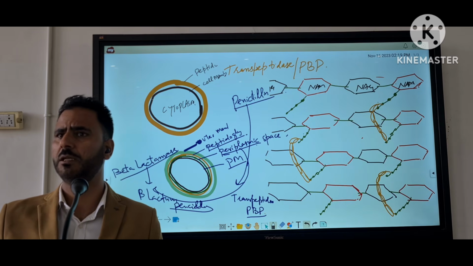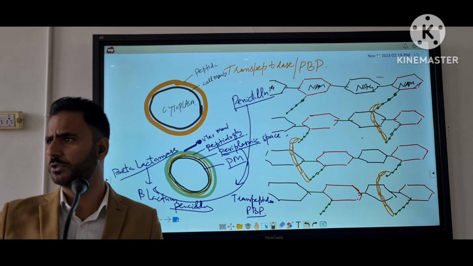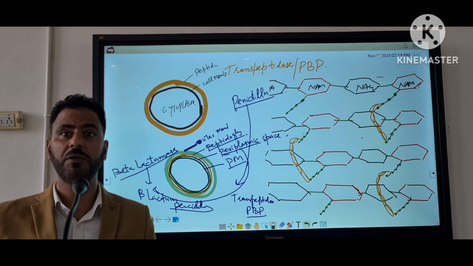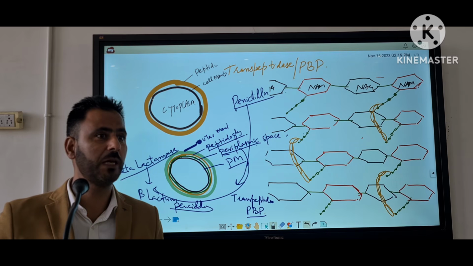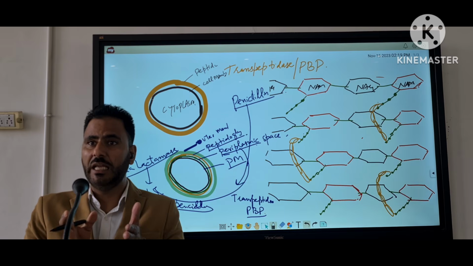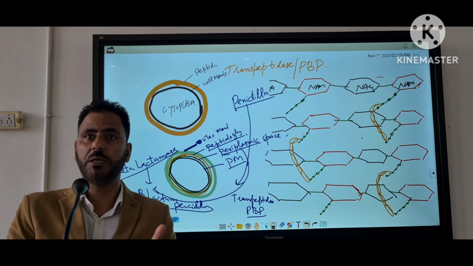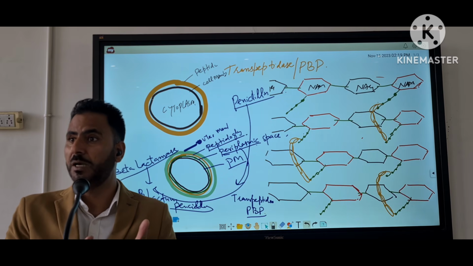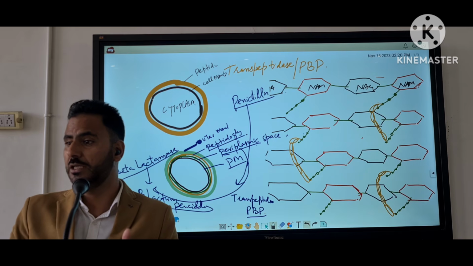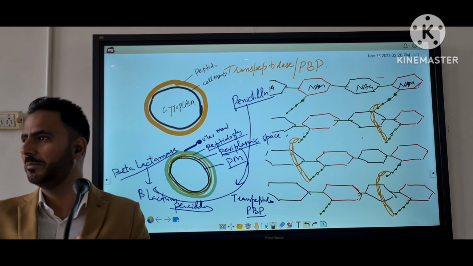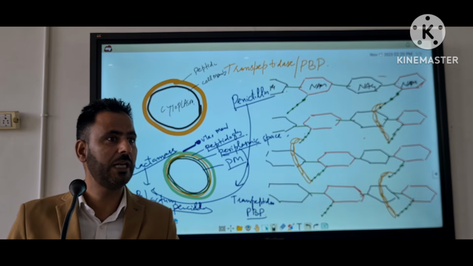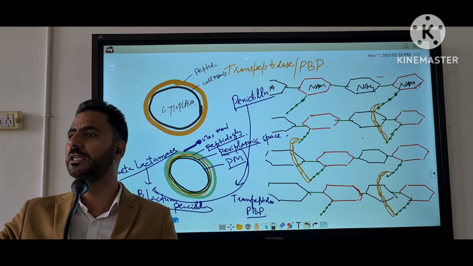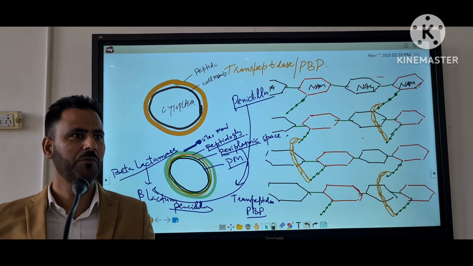When we talk of this group of drugs, you will see we have sulbactam, we have tazobactam. We add. Suppose we have ceftriaxone. Ceftriaxone is a cephalosporin, but this ceftriaxone is not resistant to beta-lactamase. It can be deactivated by beta-lactamase. But when we add sulbactam to it, we have a combination.